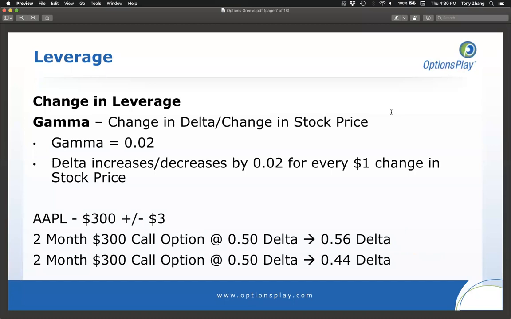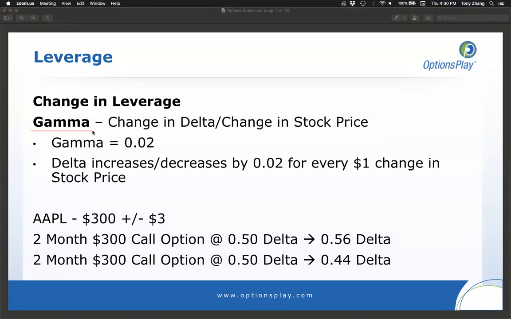Now, this is where we start getting into some of the territory that people start to get a little confused. And don't worry, because I will show you how we actually do the work for you, right? So before, we talked about delta, right? We talked about if the stock went up $3, we can use delta to calculate how much money we can make and how much money we would lose. But guess what? Delta is not a constant. Delta actually changes. And there is a Greek called gamma, and gamma tells us how much delta changes by.